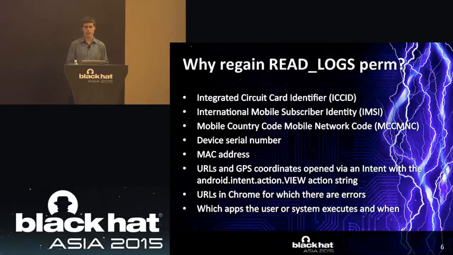Also, when you're using Chrome, anytime there are any errors, this could be just due to connectivity issues, these URLs for which there are errors will show up in the Android log. You can also tell which applications and processes are executing on the system and when, because Activity Manager provides all of this data.